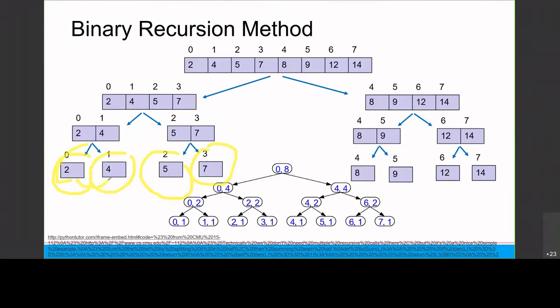So this means 2 plus 4, because it is already the single element. And this is 5 plus 7, so it is 12. After we get this one, 6, and this one, 12, then we add them, and this becomes 18. This is the summation using the binary recursion.